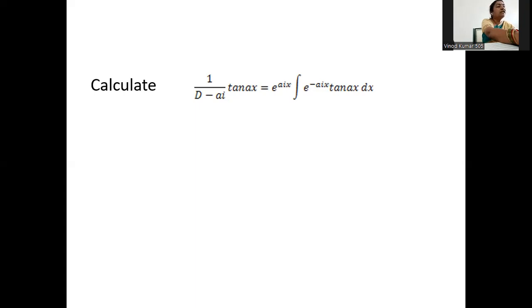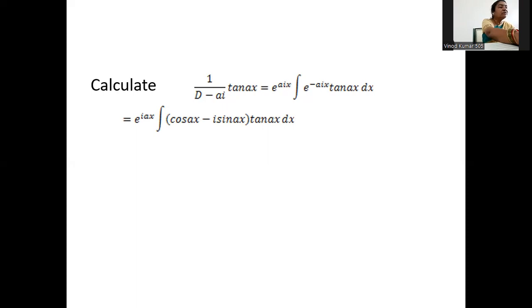We know that e to the power of i theta is equal to cos theta plus i sin theta. e to the power of minus i theta is equal to cos theta minus i sin theta. On substituting e to the power of minus aix into tan ax dx, e to the power of minus aix is equal to cos ax minus i sin ax.